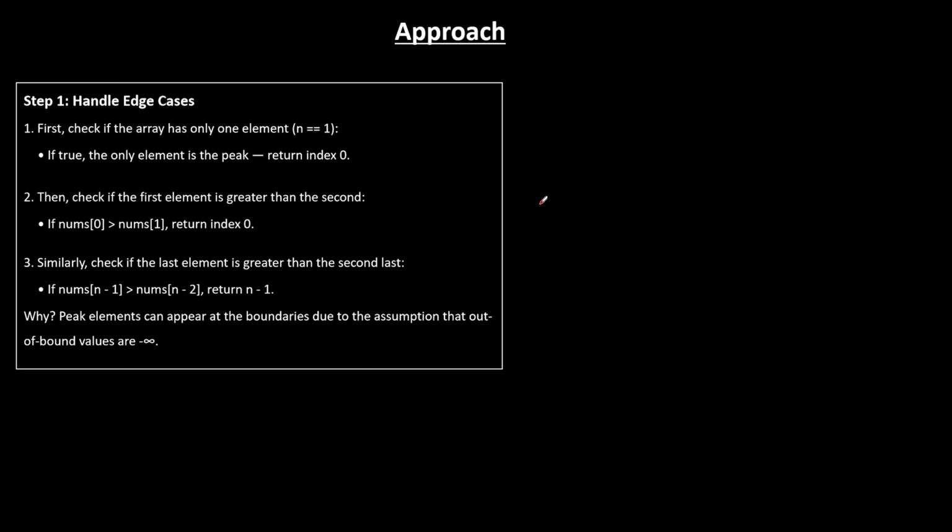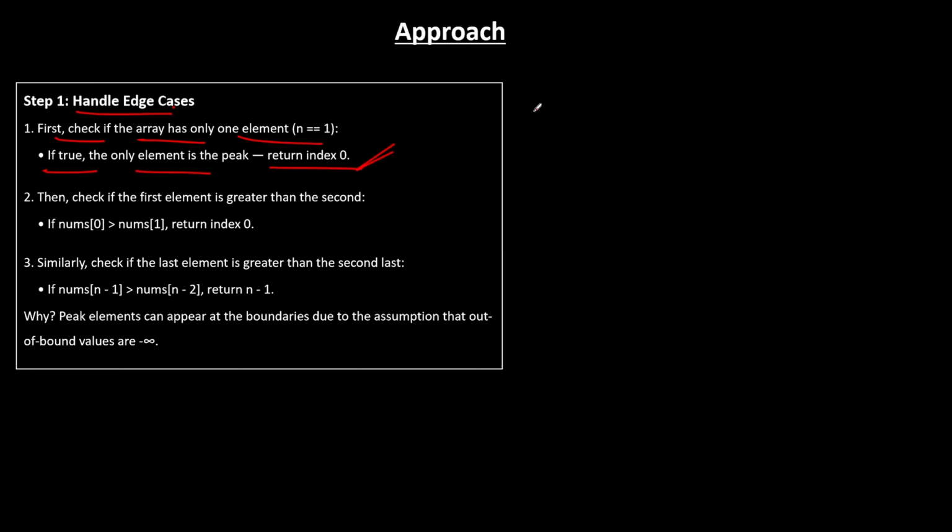Now, since we got the intuition of the problem, let's look into the approach of how we're going to solve it. Let's start by handling the edge cases, which we already discussed. First, check if the array has only one element. The element is the peak, so we return index 0.